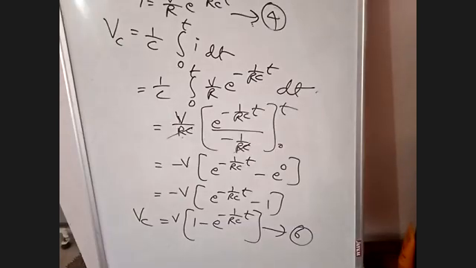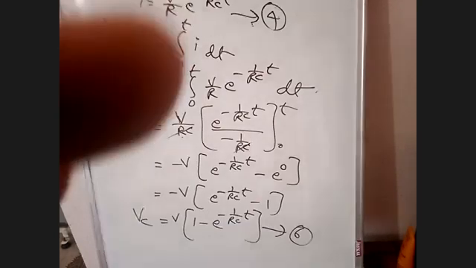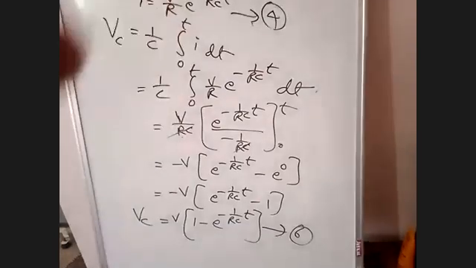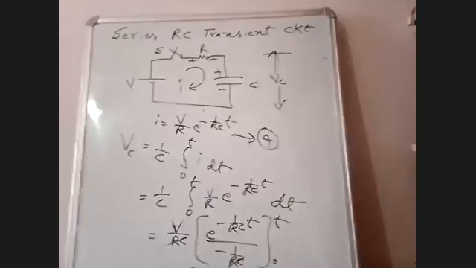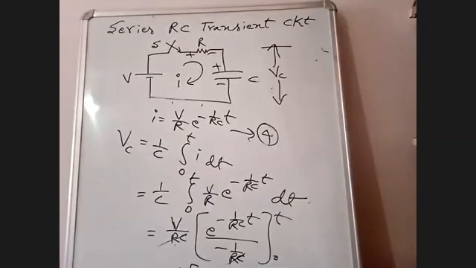Any doubt until now? But in the exam, you have to derive up to equation 4 only, the current equation. There is no need to derive VR and VC. In the exam, only up to the current equation you have to derive, and the curve of the current. We have drawn the curve for current up to that.